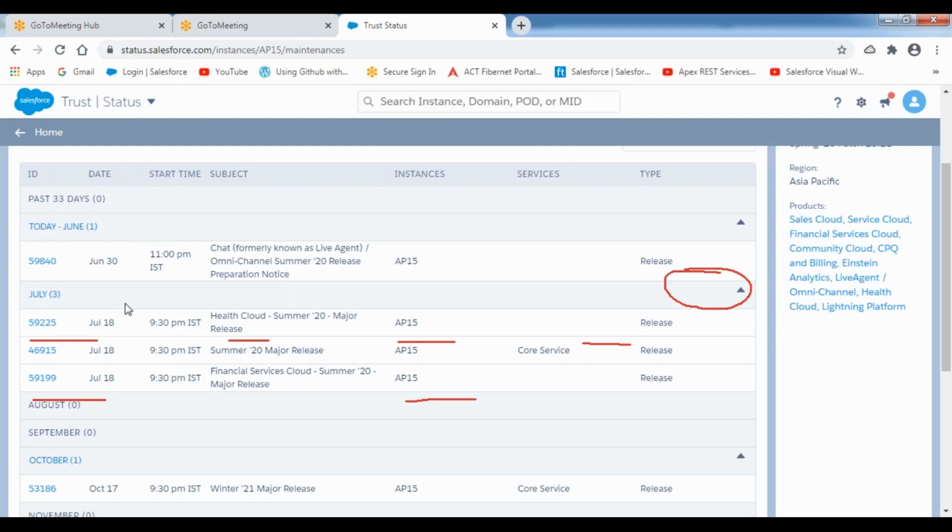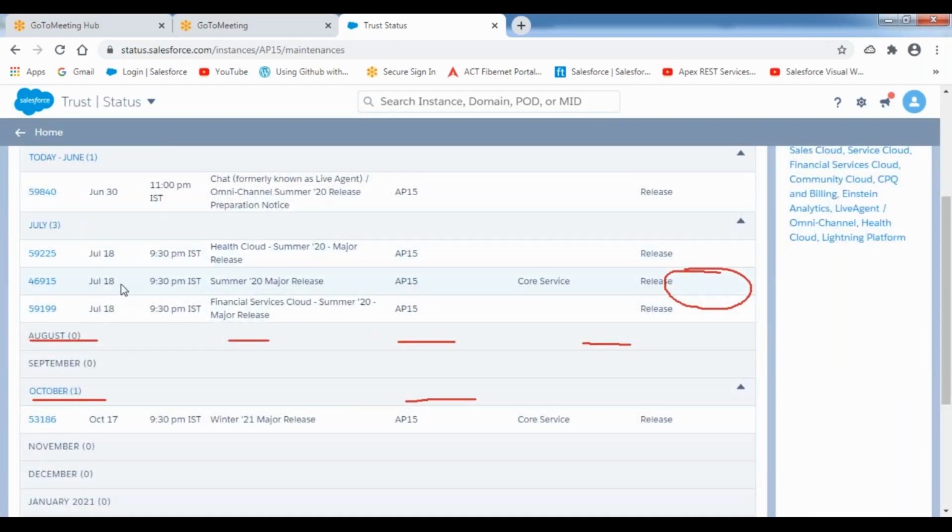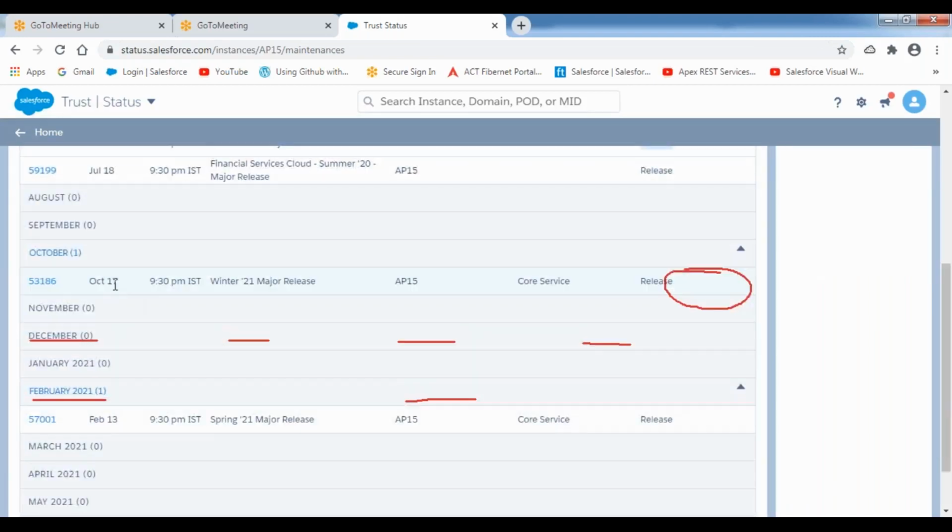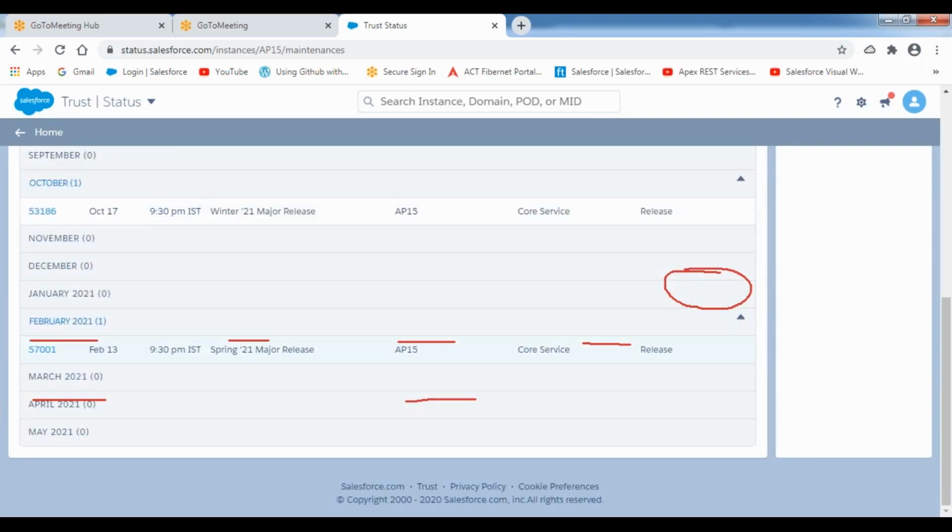Now it is indicating here these various maintenance schedules. On July 18th, night at 9:30 p.m., Salesforce is giving a new release. There is a maintenance activity here. Core services are impacted because of the new release. Now, October 17th, 9:30 p.m. IST, Salesforce is giving a new release, that is the Winter 21 major release. And then on February 13th of next year, 2021, Salesforce is giving a new release, that is called the Spring 21 major release.